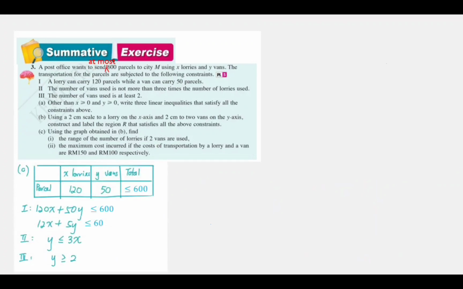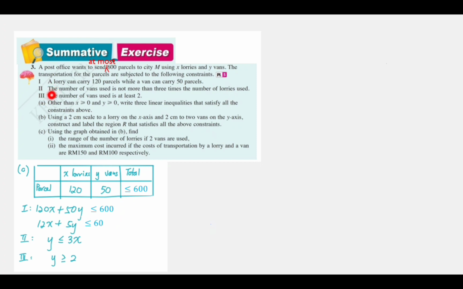So, we can build our table with lorries in x and y vans. The parcels sent by lorry is 120 parcels for 1 lorry and 50 parcels by 1 van. And the total parcels sent must be at most 600, so less than and equals to 600. So we have 120x plus 50y should be less than and equals to 600. After simplifying this, we have 12x plus 5y less than and equals to 60.